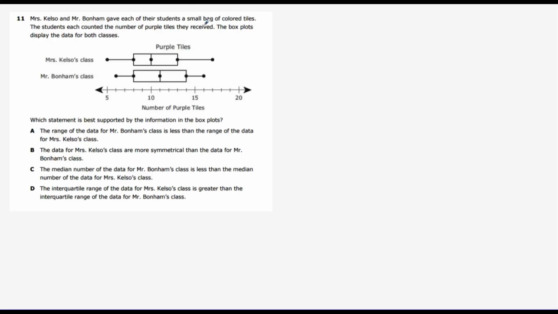Speaking of things you don't know, this is a box plot. We haven't talked about these yet. It's in the last chapter. I don't know if you did them in 6th grade. I think you might have. I'd have to ask him. But could we have answered this without knowing box plots? The answer is yes, we could have, because we have this word range.